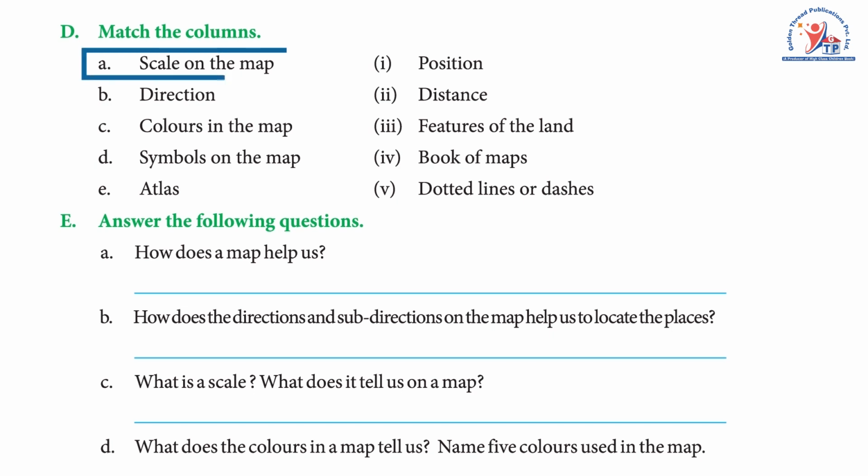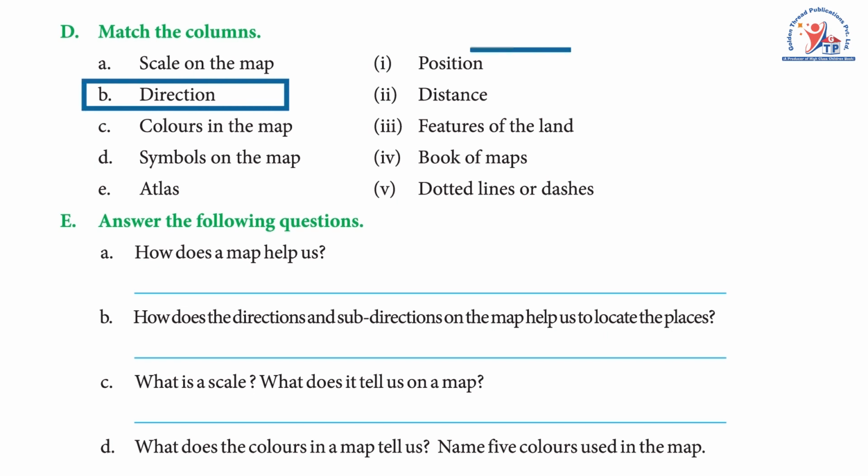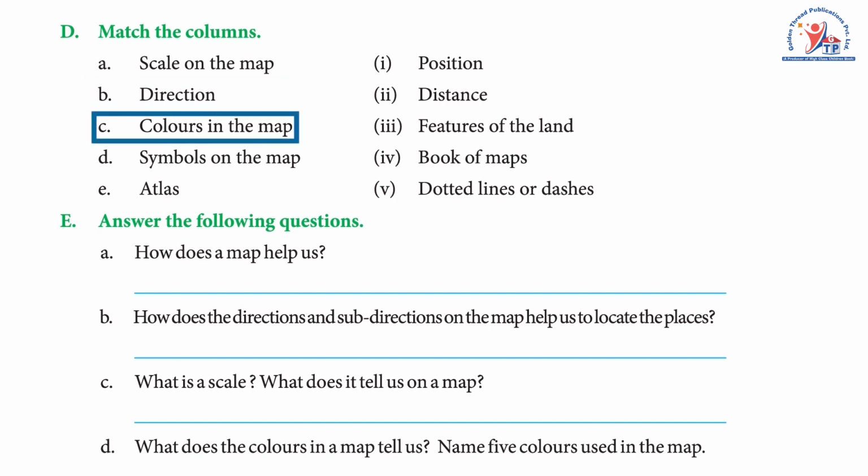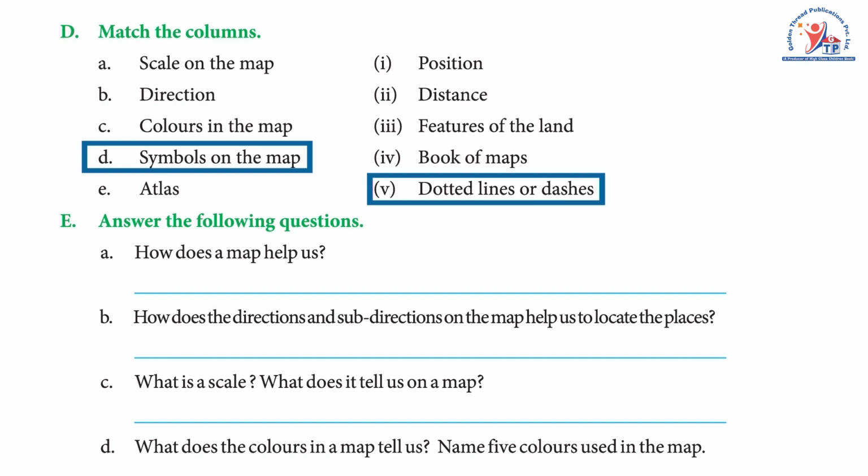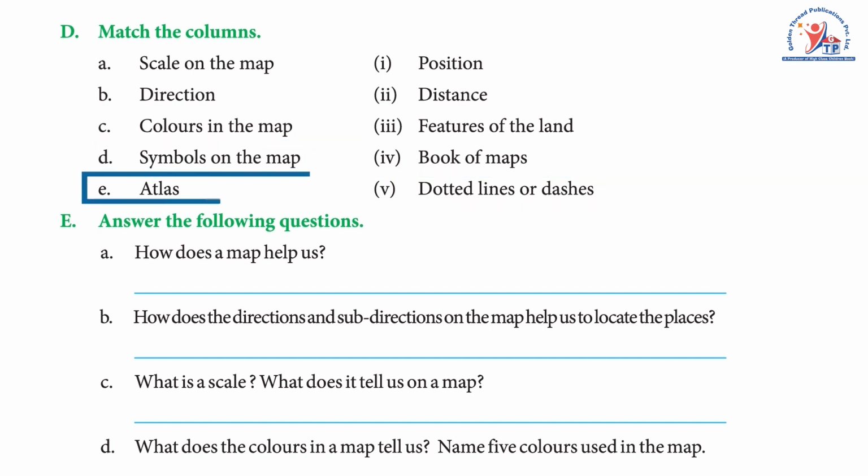D. Match the columns. A. Scale on the map. Answer: distance. B. Direction. Answer: position. C. Colors in the map. Answer: features of the land. D. Symbols on the map. Answer: dotted lines or dashes. E. Atlas. Answer: book of maps.